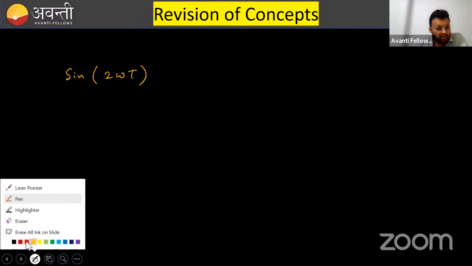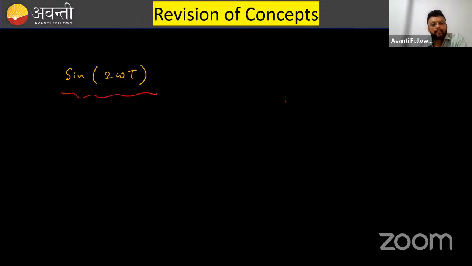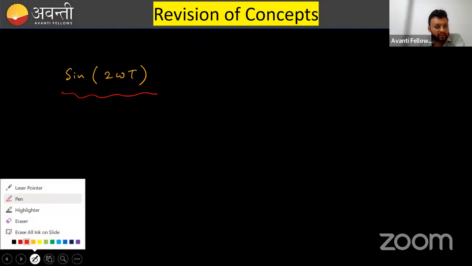Then, dimension, if I talk about dimension, some functions, very basically. For example, if something is written as sine 2 omega t, then what will be the dimension of this whole function? What will be the dimension of this whole function? Dimensionless. Dimensionless, very good.